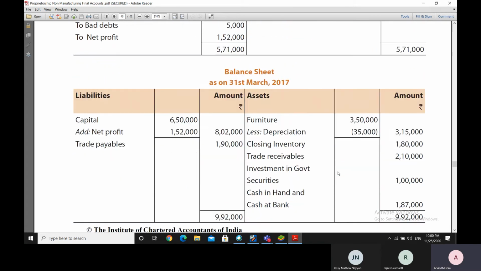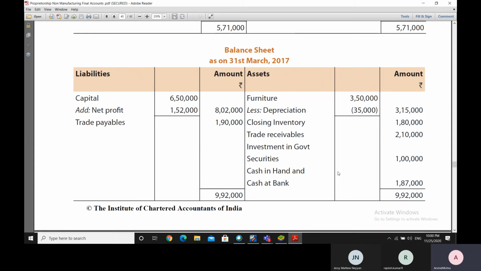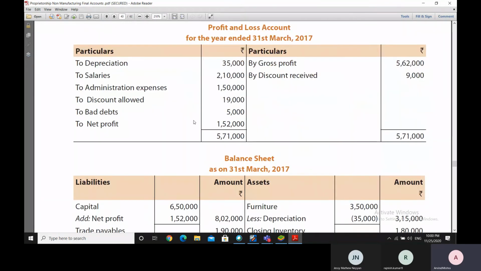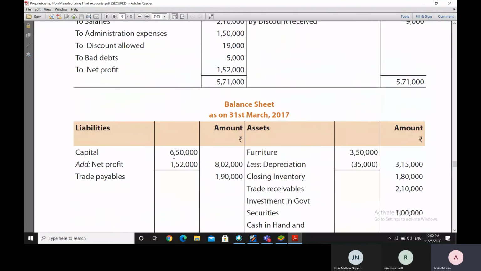And then, of course, the balance sheet, as we have already seen: all the items of assets and all the items of liabilities are put in the balance sheet, while taking care that the net profit calculated here in the profit and loss account will go as an addition to the capital.